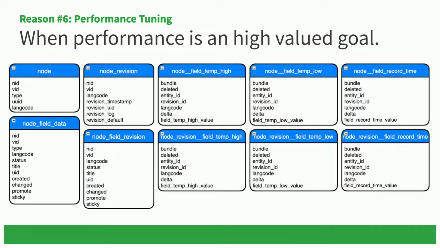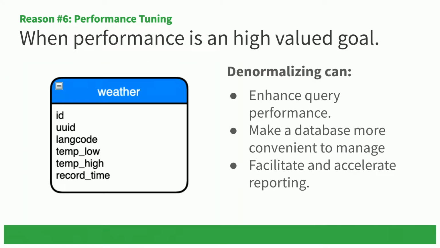If you're working on a system where performance matters, there's some other things we could leverage by creating our own custom entities. And there's my refined model. So using the entity API, we have full control over our storage model. And we can denormalize this example so that the data appears in a single custom table. This can let you enhance query performance, make a database more convenient to manage, and facilitate the acceleration of reporting.